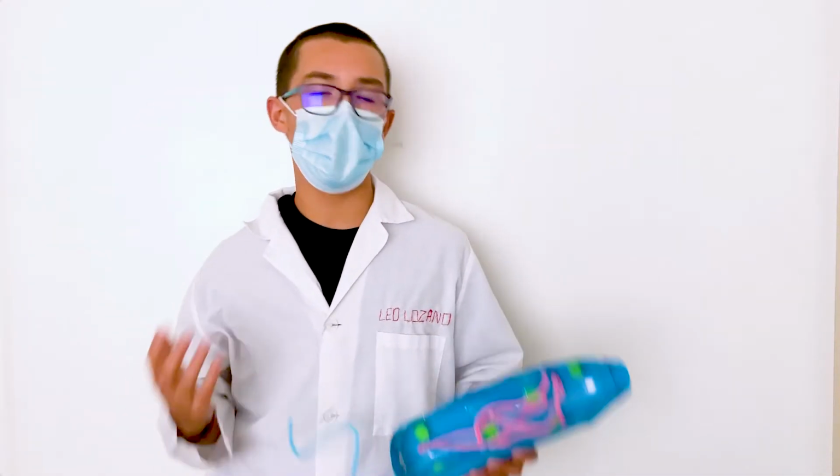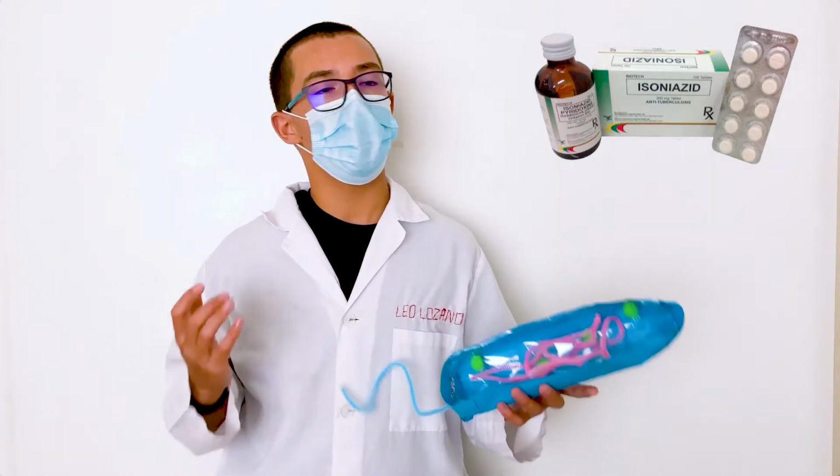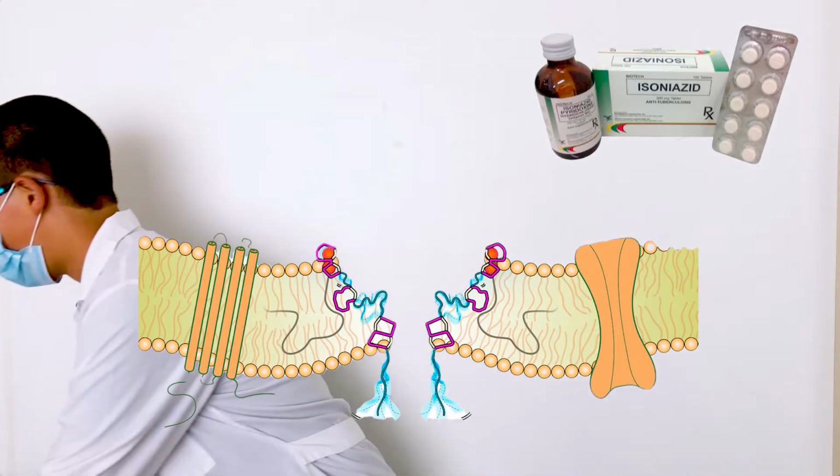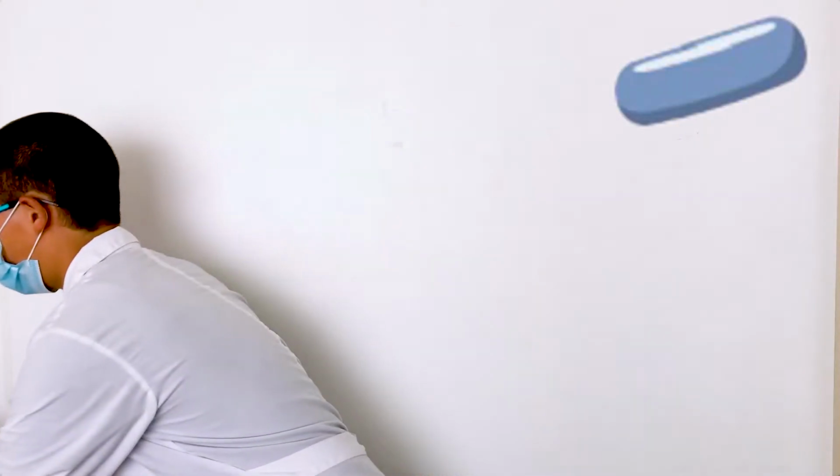When treating tuberculosis, antibiotics are used. Isoniazid is commonly used to treat tuberculosis. It disrupts the bacterial cell wall formation, killing the bacterium. Lactobacillus acidophilus is a bacillus too.